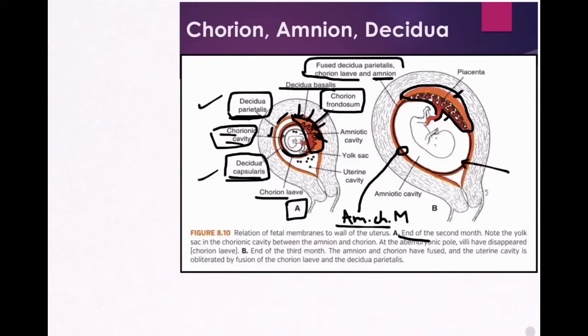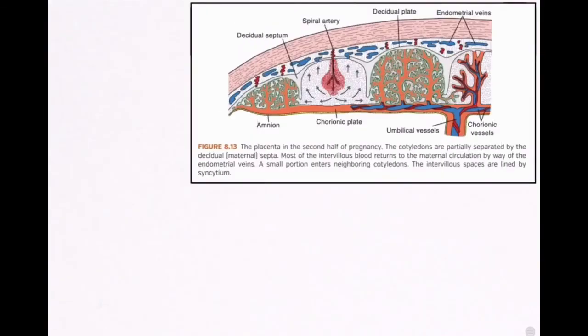Now this is the one that is essentially popping out, and puncturing this is what exactly happens when the water breaks. That's nothing but the spilling of the amniotic fluid that is present over here. Okay, so I hope we understand what is chorion, what is amnion, and what is decidua. Let's have a look at the placenta in the second half of pregnancy.